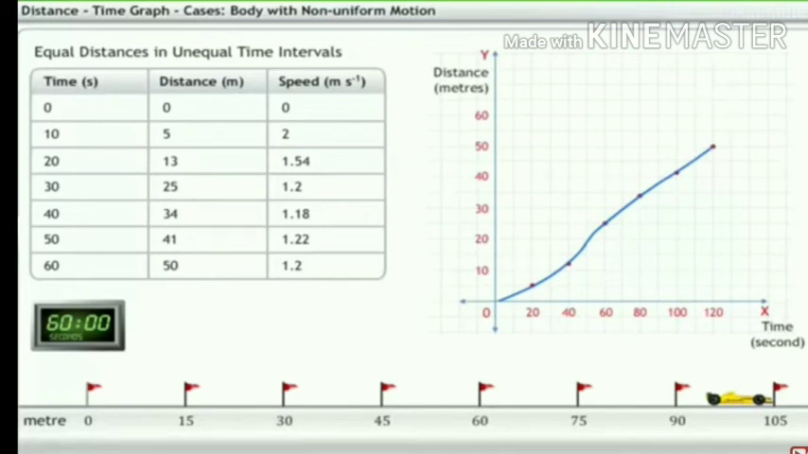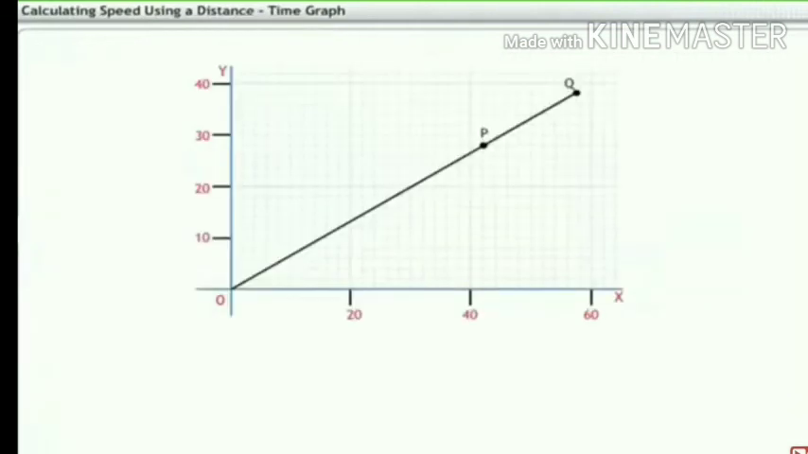Thus you have seen two graphs. In one graph it is a straight line graph, in another graph it is a curved line. From both velocity time graphs, you can easily identify which is uniform motion or uniform acceleration and which is non-uniform. We can use the distance time graph to determine the speed of an object.